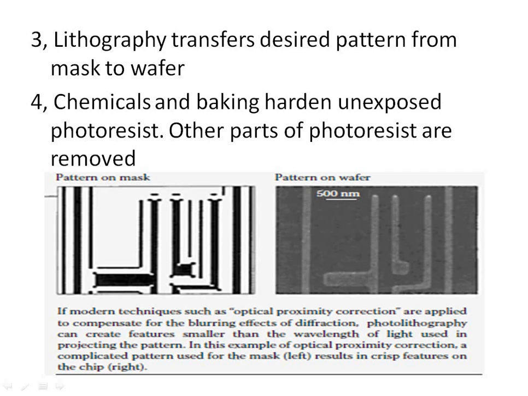3. Lithography transfers desired pattern from mask to wafer. 4. Chemicals and baking harden unexposed photoresist. Other parts of photoresist are removed. If modern techniques such as optical proximity correction are applied to compensate for the blurring effects of diffraction, photolithography can create features smaller than the wavelength of light used in projecting the pattern. In this example of optical proximity correction, a complicated pattern used for the mask, on the left, results in crisp features on the chip, on the right.